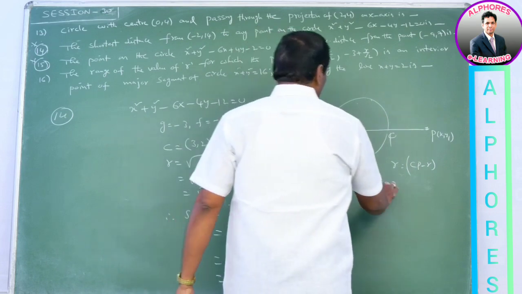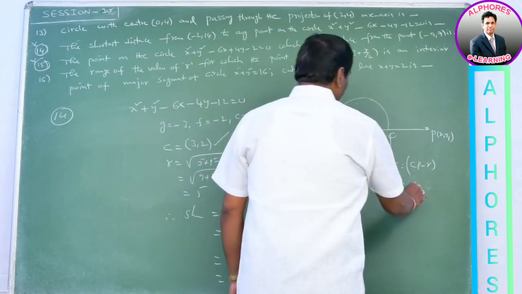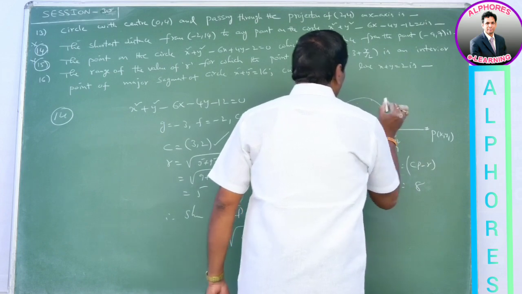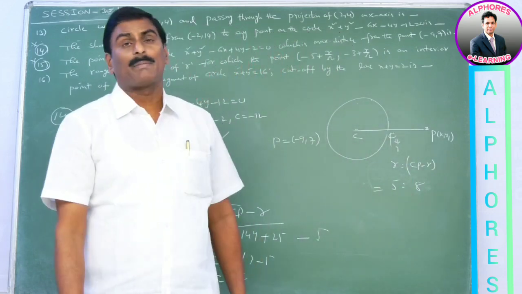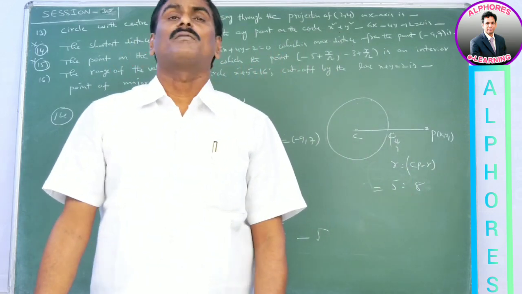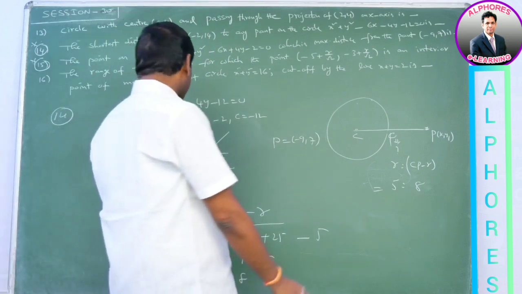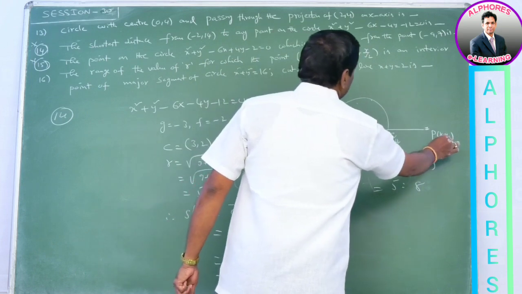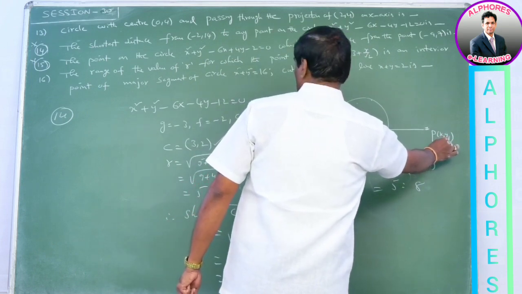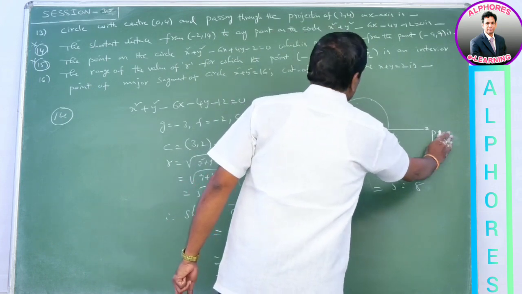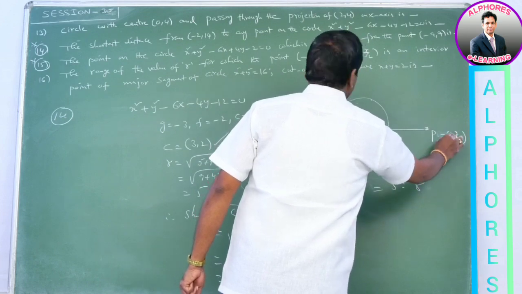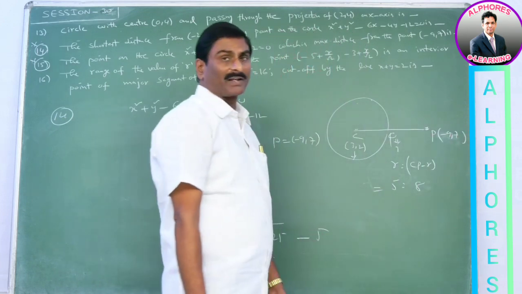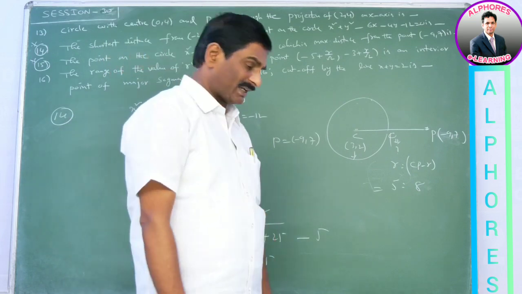Here R is equal to 5, CP minus R is equal to 8. So we find this point by using the ratio section formula: (mx2 plus nx1) by (m plus n), (my2 plus ny1) by (m plus n). Here C is the center of the circle, 3, 2. It is x1, y1. P is the point minus 9, 7. It is x2, y2. By using the section formula, we find the Q.